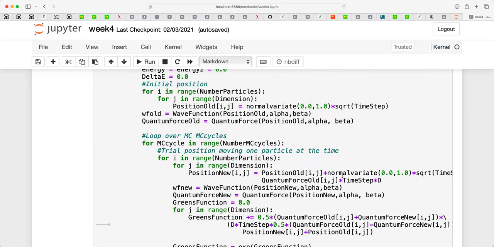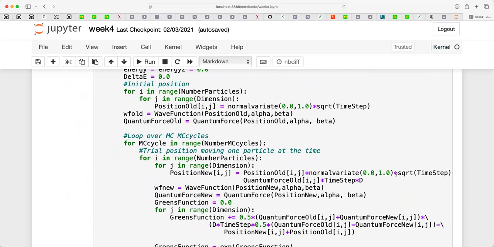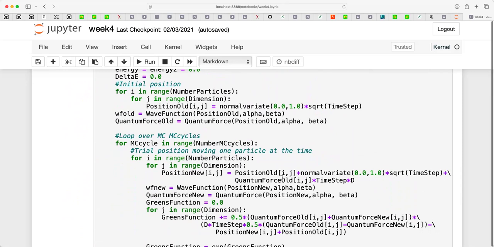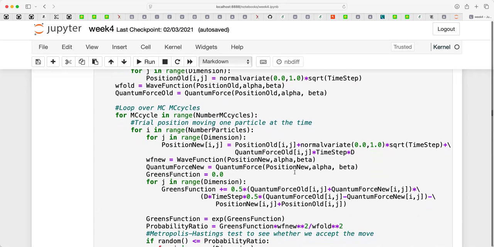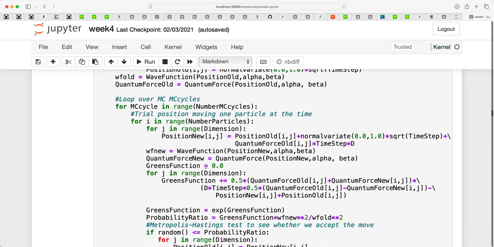I set up a new positions. I have a normal distribution with mean 0 and variance 1. And then I take this quantity and add the old quantum force times this step times this diffusion constant, which is just a half. Then I calculate the new quantum force.